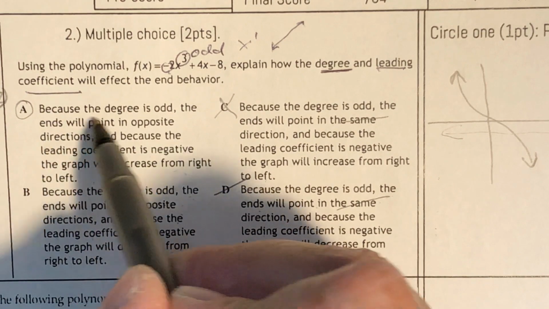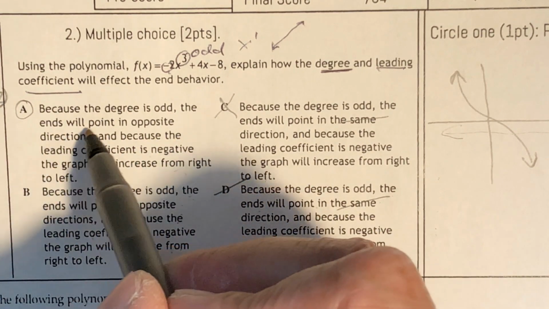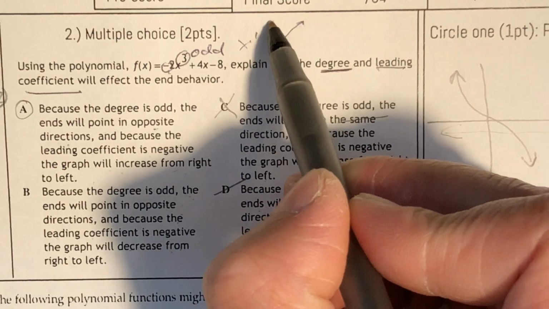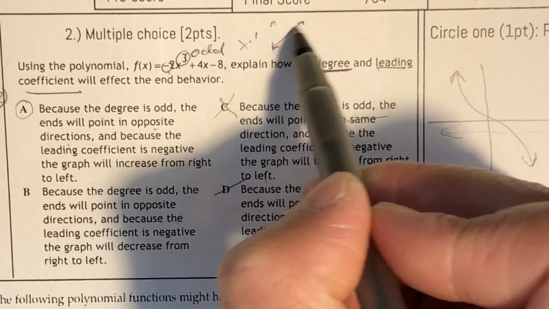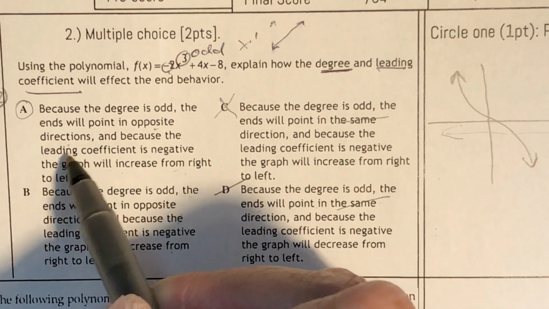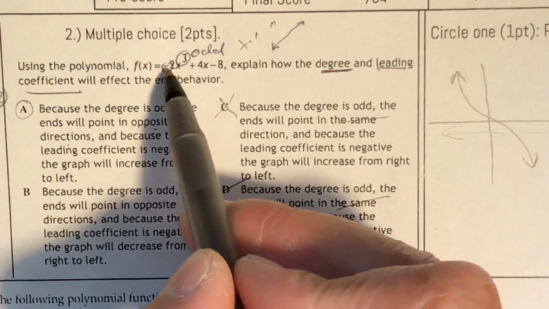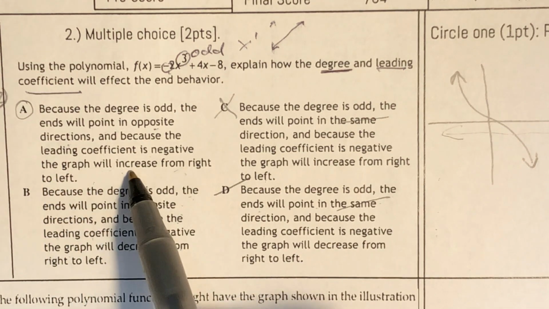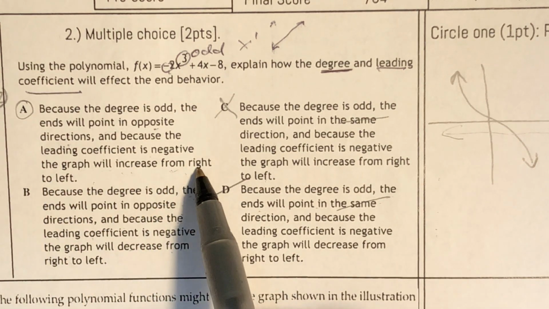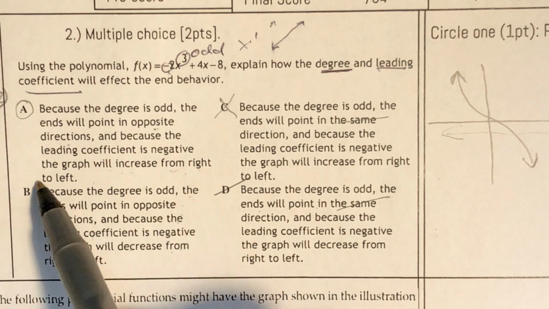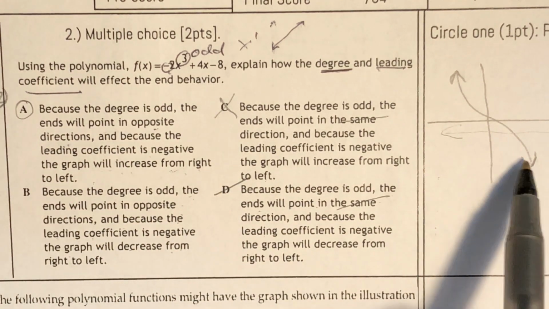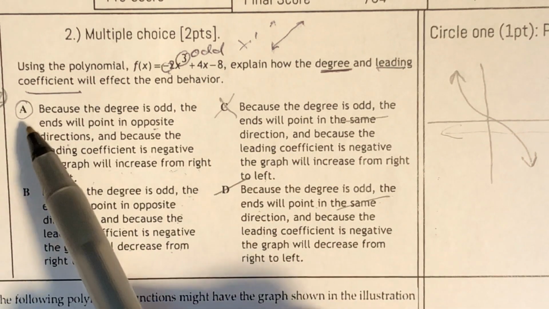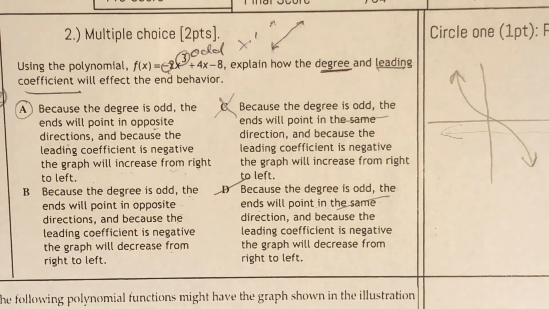A is the correct answer because the degree is odd. The endpoints will point in opposite directions. Same would be if I drew an arrow up here. So these are opposites. And because the leading coefficient is negative, pay attention, the graph will increase starting on the right side, going to the left. So if you start here on the right side, and as you go towards the left, it goes up. This is kind of a tricky question, so A would be your correct answer.